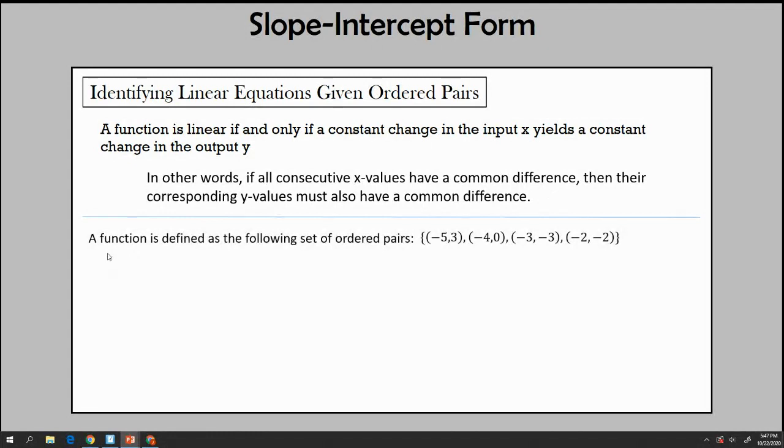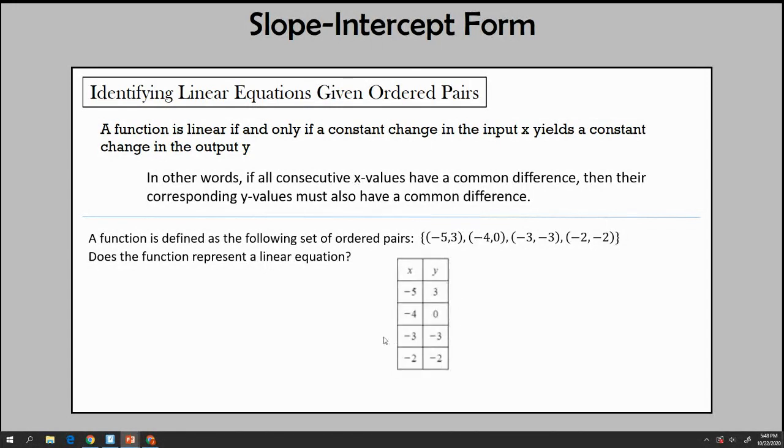Okay. So let's take a look at this. Let's say a function is defined by these four ordered pairs. Is this a linear equation without graphing it? Now we could graph it accurately and look at it and make that determination, but what we're going to do is do it a little differently. I'm going to put it in a little table like this. So as -5 was an input, 3 was an output. -4 was an input, 0 is an output. -3 is an input, -3 is an output. -2 is an input, -2 is an output.